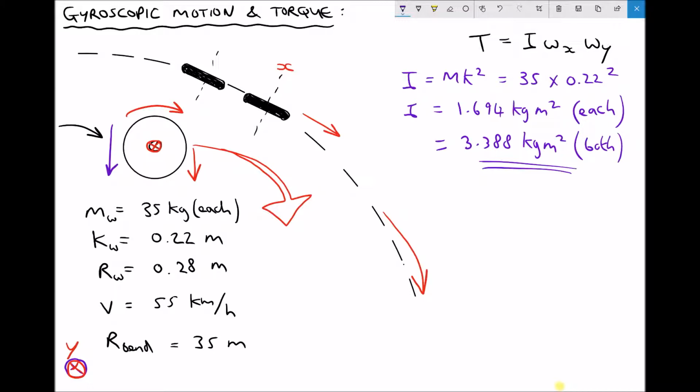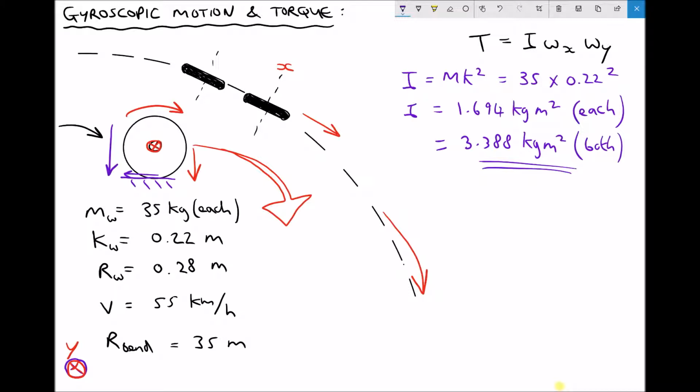Next, we have the linear velocity of the bike. Now, if we know the linear velocity of the bike, then we know that that's also going to be the linear velocity at the outside of each wheel, because each wheel is in contact with the surface. Therefore, the linear velocity is going to be equal to the linear velocity at the outside of each wheel.